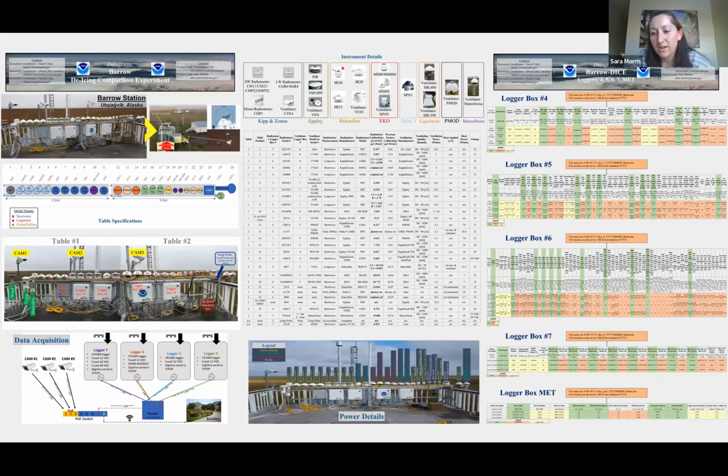So this is another Barrow example. That first example was more of a long-term platform, and this one is a short-term platform. This was an experiment campaign called DICE, the de-icing comparison experiment, that took place at Barrow. It focused on instrument issues of snow, rime, and ice, and how they accumulate on our radiometers, and how those measurement issues might be resolved using different types of aspiration or housing during data collection.